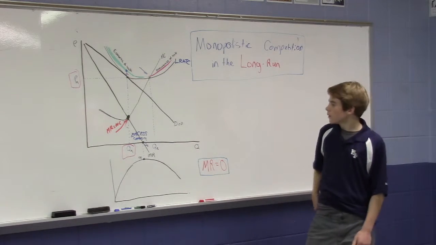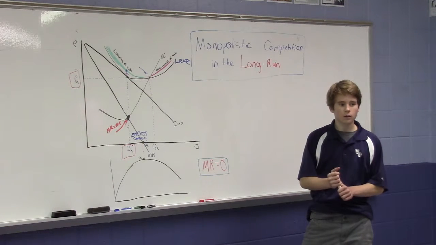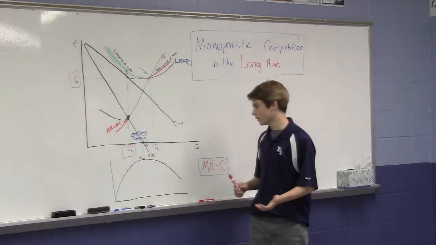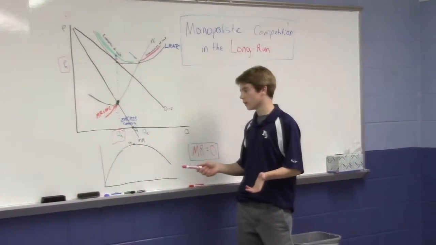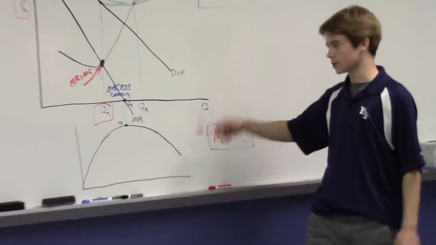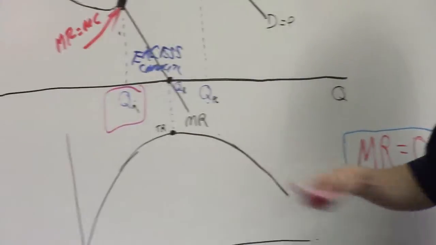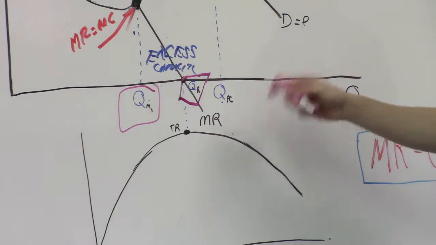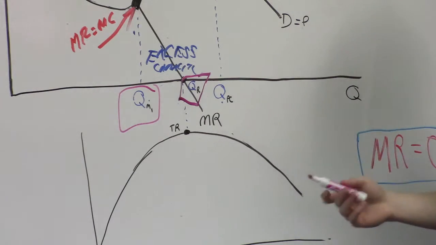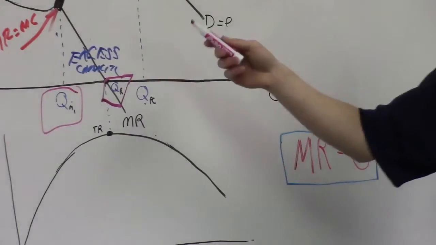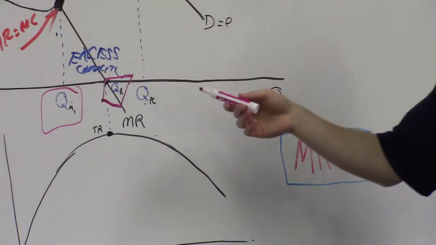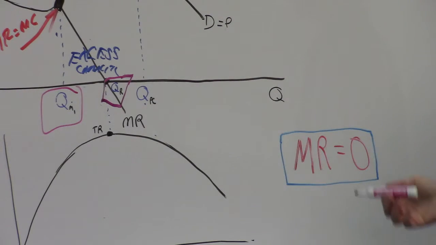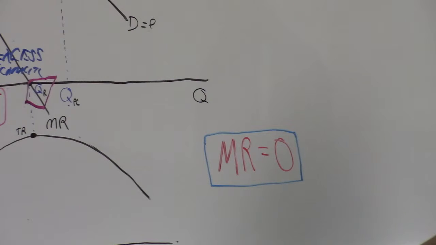B. On your graph in part A, label the output at which total revenue is maximized, Q subscript R. Okay, so I already prepared the total revenue curve underneath my monopolistic competition graph. So here it shows where QR equals the total revenue, and that also illustrates where there's excess capacity. It shows where the total revenue is maximized. And by the way, look at that red thing boxed, MR equals 0.